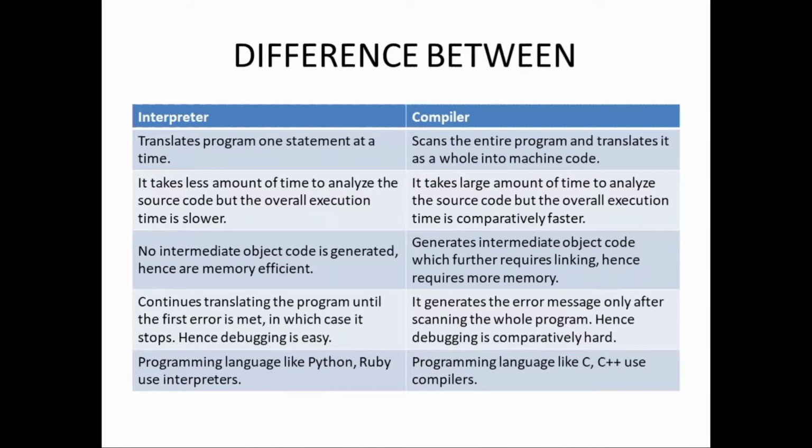Programming languages like Python, Ruby use interpreters, while programming languages like C, C++ use compilers. Okay, so those are the programming languages that use these two types of system programming.